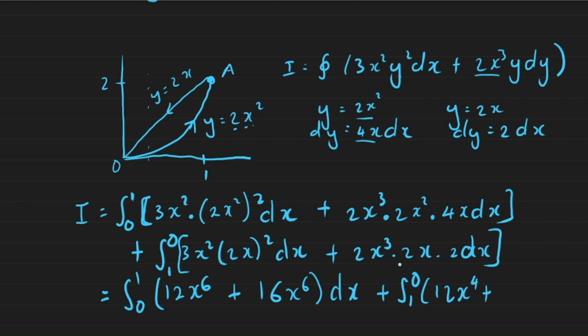And then let's look at the second term. We have x cubed times x, that's x to the power 4. 2 times 2 is 4. 4 times 2 is 8. So we have x to the power 4 as well. So we can just add to this. So that will give us 8x to the power 4 dx.